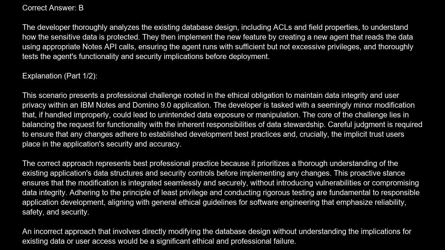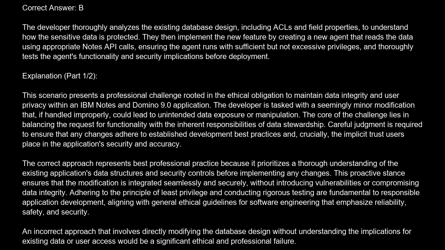before deployment. Explanation. This scenario presents a professional challenge rooted in the ethical obligation to maintain data integrity and user privacy within an IBM Notes and Domino 9.0 application. The developer is tasked with a seemingly minor modification that, if handled improperly, could lead to unintended data exposure or manipulation. The core of the challenge lies in balancing the request for functionality with the inherent responsibilities of data stewardship.